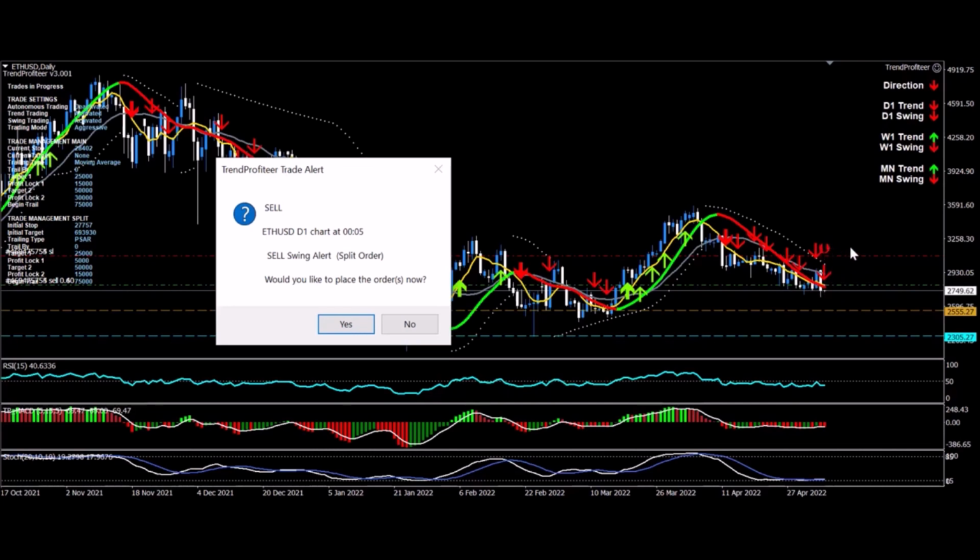sell trade alert for another power swing. Price continues to remain under pressure. It hasn't moved a lot, and we've had a bit of a retracement, but I'm going to take this new trade.